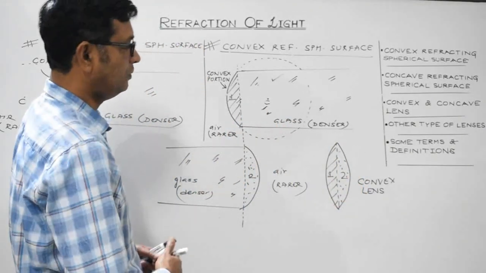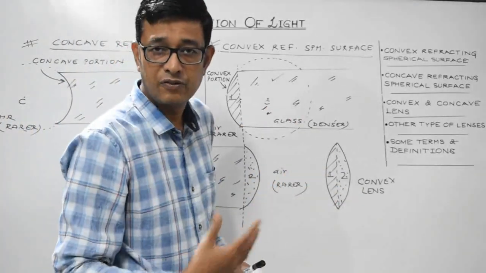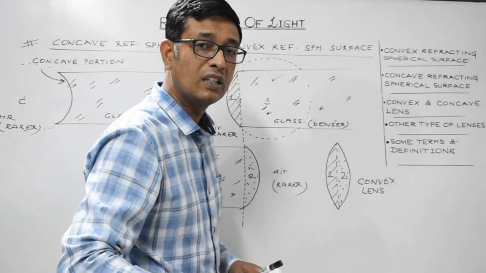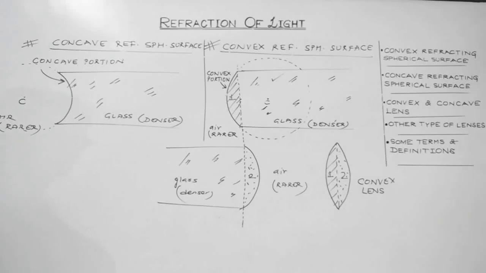Understood? So this is convex lens. And as I told you, we will verify the fact that convex lens is also known as a converging lens. Now let's come over here.